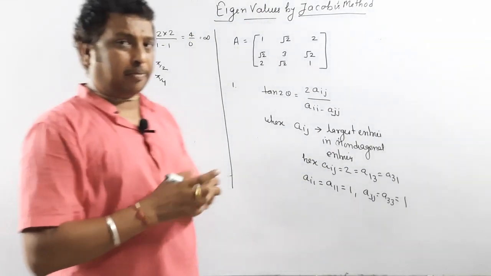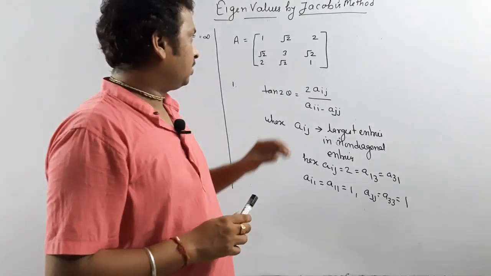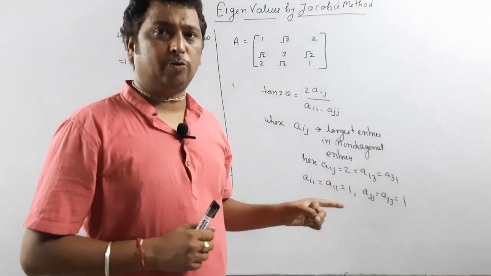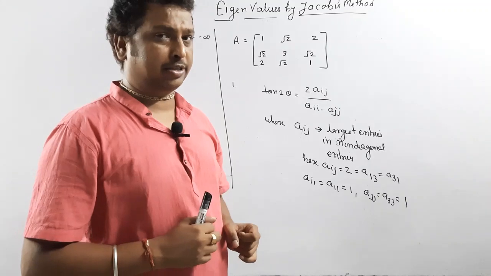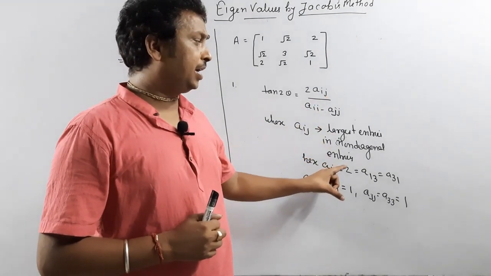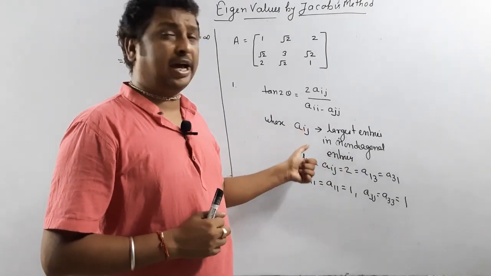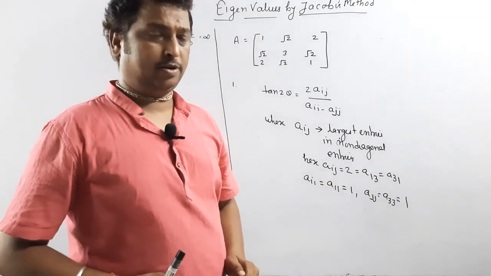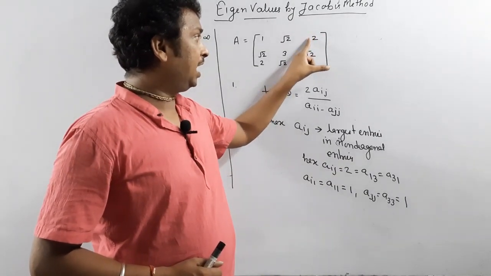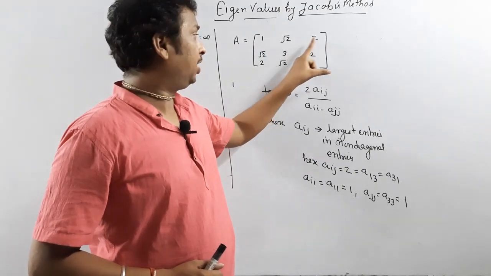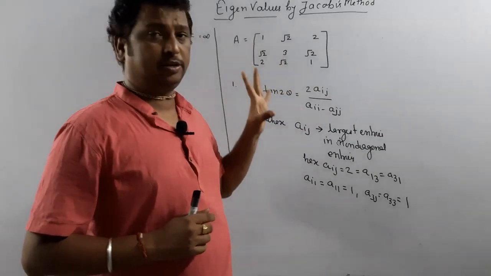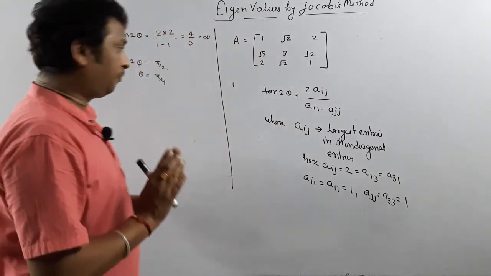So your first step is always the same. Just see which entry is largest in magnitude among the 6 non-diagonal entries. That is your aij. Once you know aij, you come to know what aii and ajj are. Because here the largest entry is A13, A13 and A31 are both the same. So just calculate A11 and A33. Correct? So first step over.